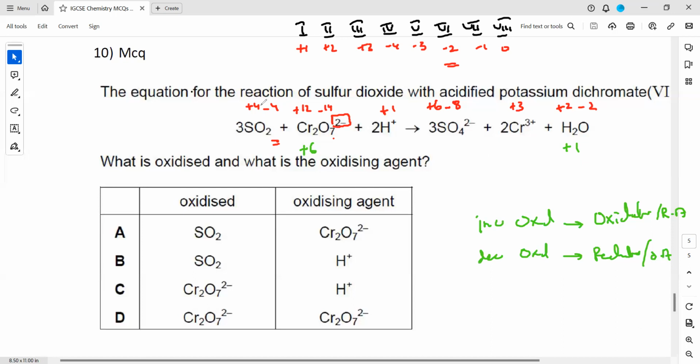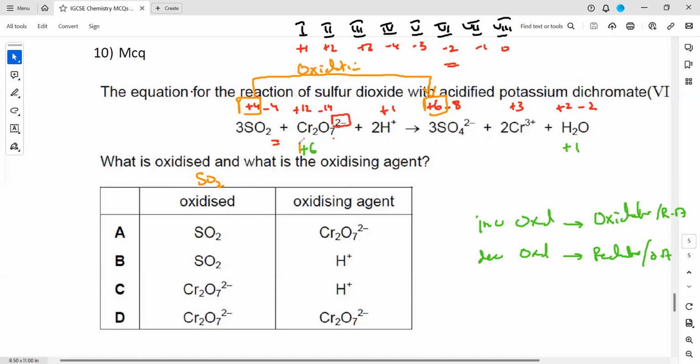So sulfur is +4, and then sulfur is +6. So +4 changes to +6. What is this change? An increase in oxidation number. Is this oxidation or reduction? +4 becomes +6, so this change is oxidation. Or we can say the sulfur dioxide is oxidized.